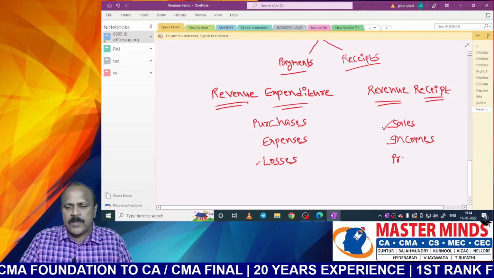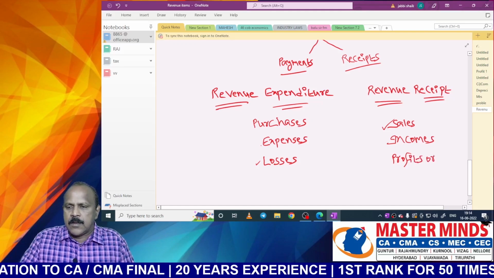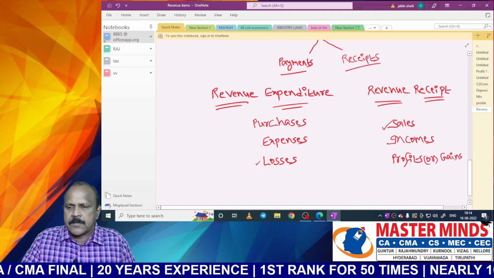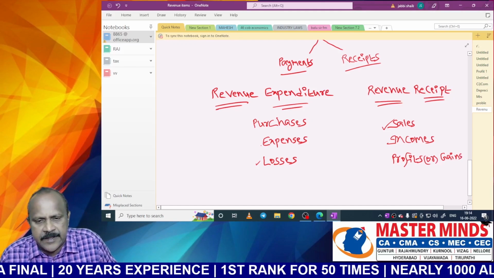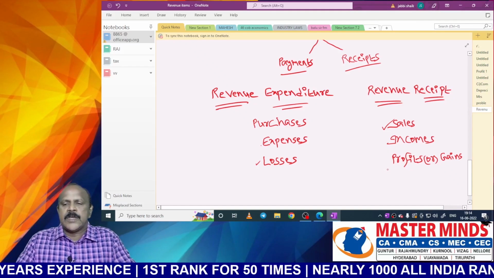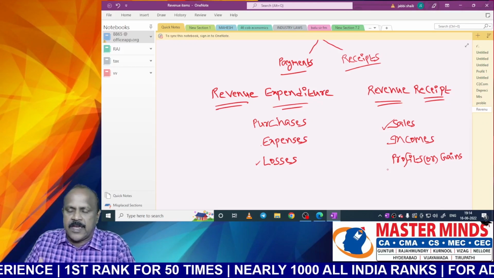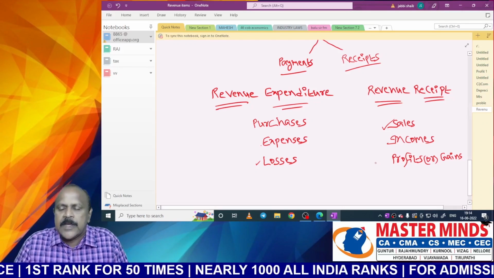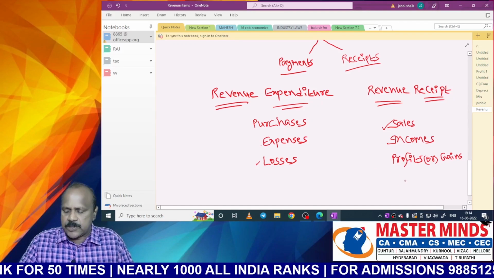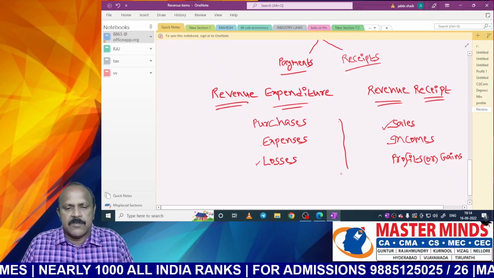And in case of profits or gains. In case of profits or gains, we receive. Students, we already know profits or gains, whether it is a profit or a gain, whatever you call, both are one and the same. It is called a revenue item. As it is of receiving nature, we call it a revenue receipt. So this is a classification we should follow, students.